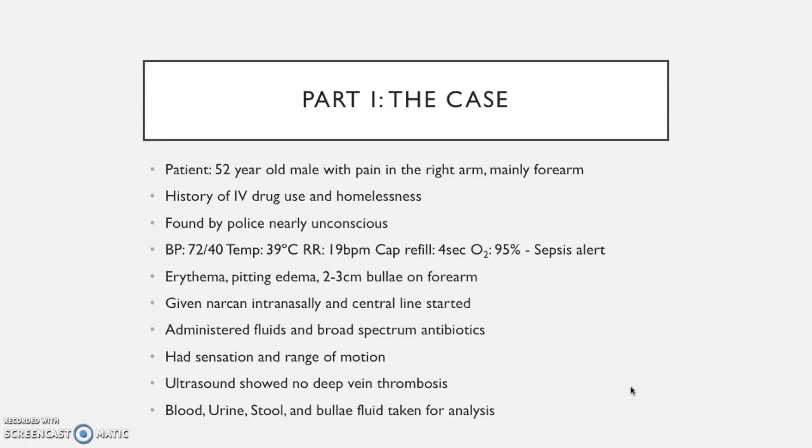He was initially given Narcan intranasally, and a central line was started. And through this, they administered fluids and broad-spectrum antibiotics. He did have sensation when evaluated in the arm. He had touch sensation and he had slight range of motion. He could move his fingers, but not full range of motion. And an ultrasound showed that there was no deep vein thrombosis, so they ruled that out. And blood, urine, stool, and the bullae fluid was taken for laboratory analysis.